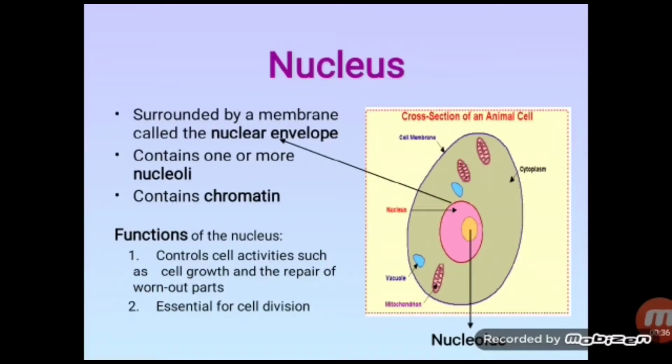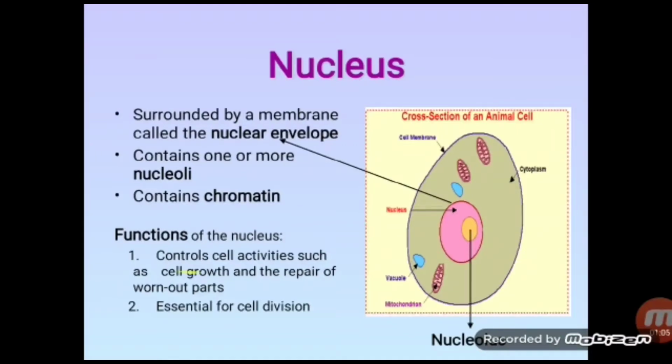and it is commonly spherical or oval in structure. It is surrounded by a membrane called the nuclear envelope, and it is not a complete barrier, it is perforated by nuclear pores for the transportation of material from the nucleus towards the cytoplasm and vice versa. It contains one or more nucleoli, contains chromatin material, and its functions are numerous and important.